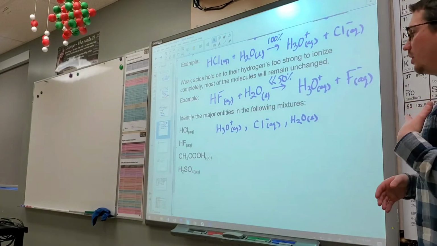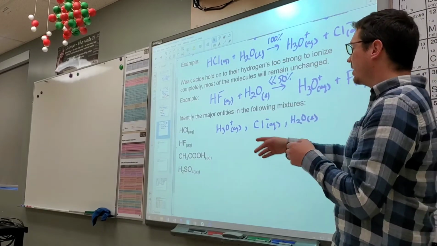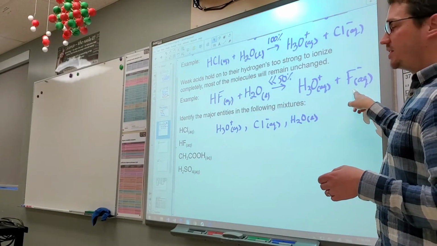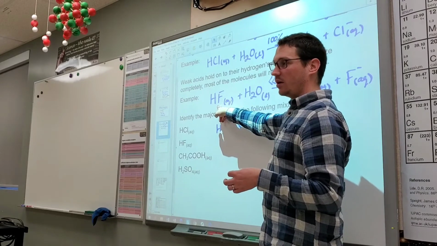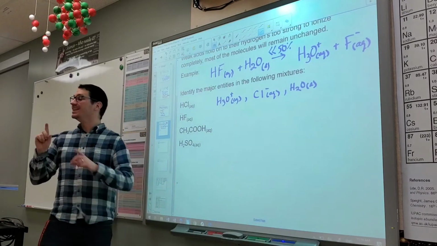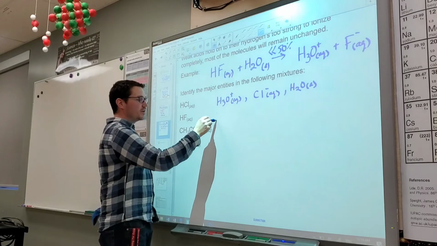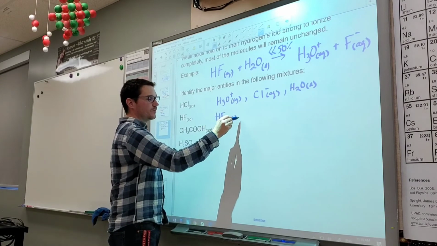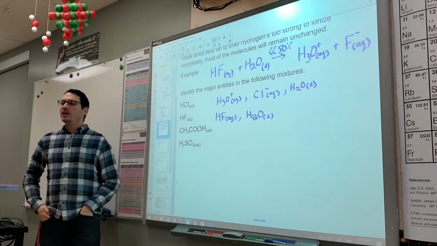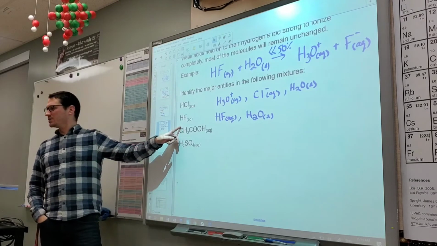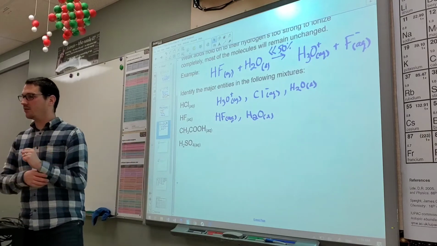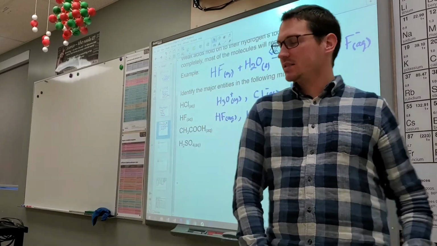So what does that mean? What's the major entity in here? Did most of it split up into hydronium and fluoride, or did most of it stay as HF and water? Most of it stayed as HF, right? So when I go to list the major entities, I'm going to say HF and water. Is there a little bit of hydronium in the solution? Yes. But what we care about is what is most of the stuff in there. It's the major entity. That's what we care about.